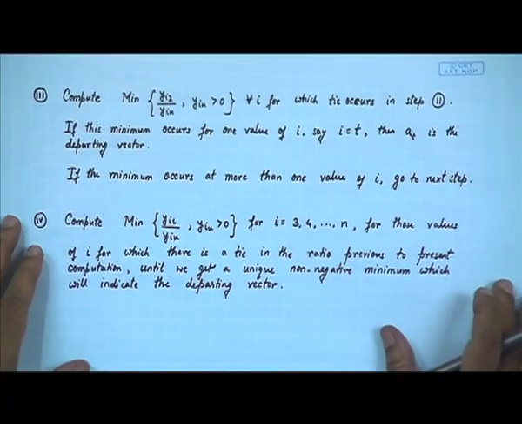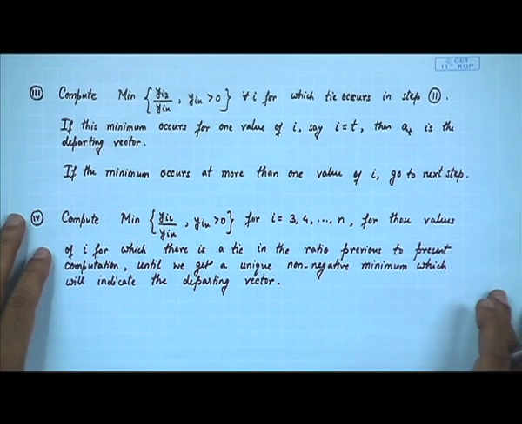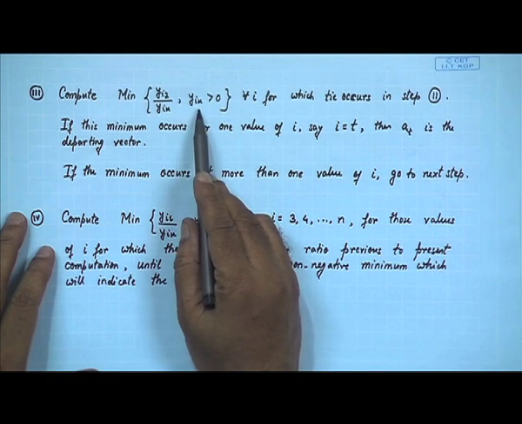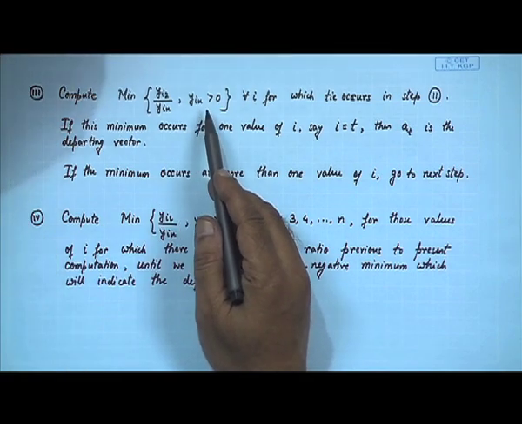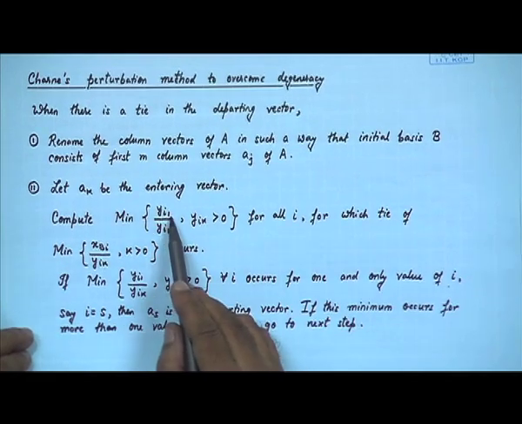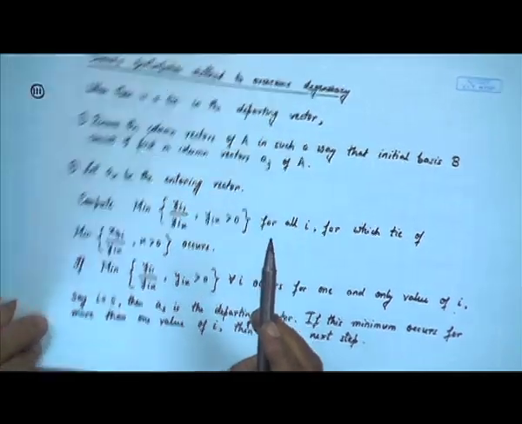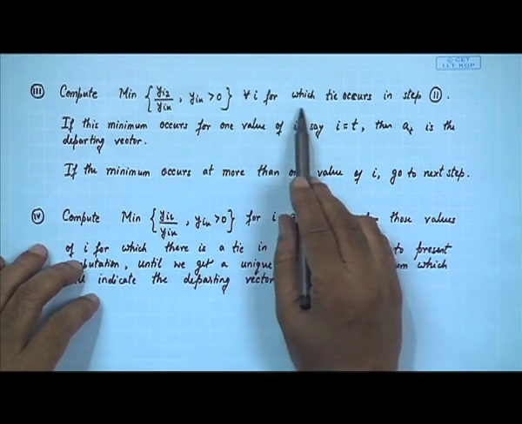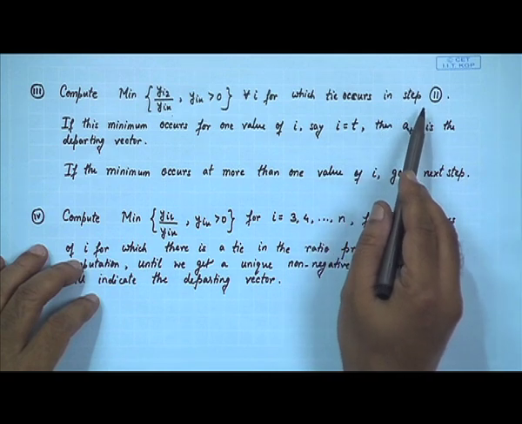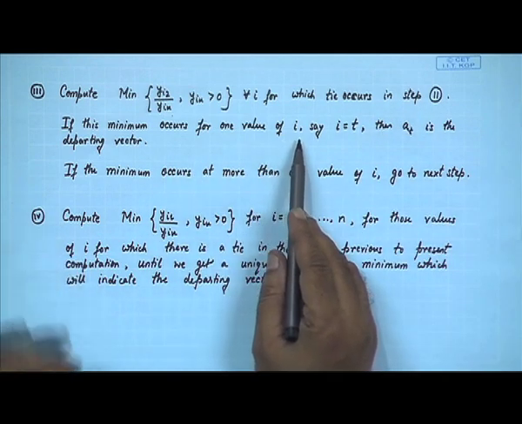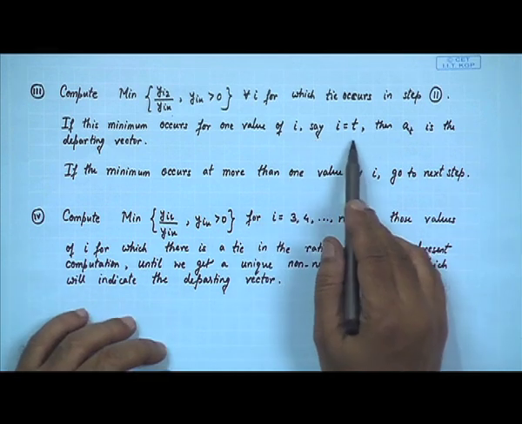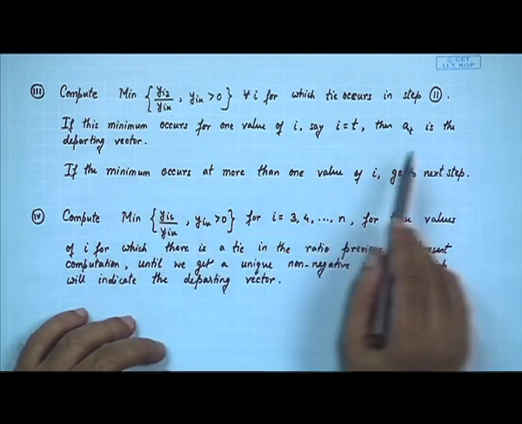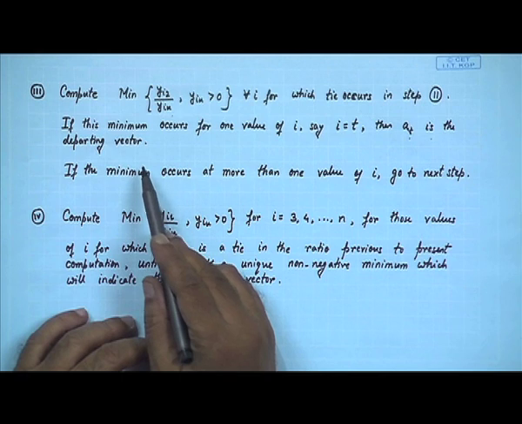Step 3 is compute minimum yi2 by yik. That is the next one you take, and in the first case you have taken minimum of yi1, that is the first column. Here you will take yi2 by yik for all i for which tie occurs in step 2. And if this minimum occurs for one value of i, say i equals t, then at is the departing vector. So please note this one, then at is the departing vector.